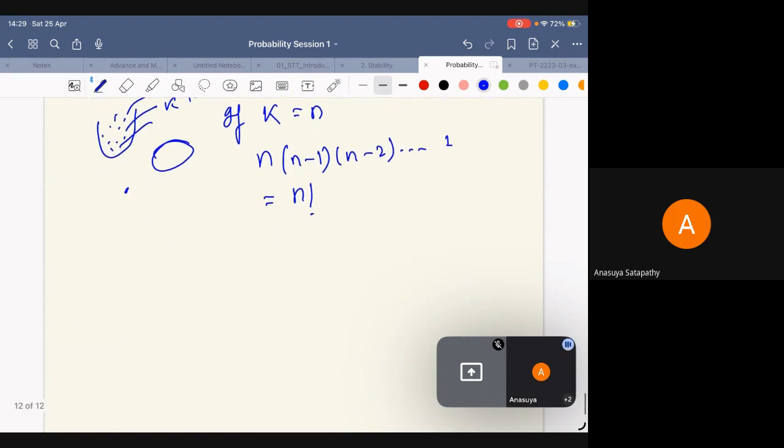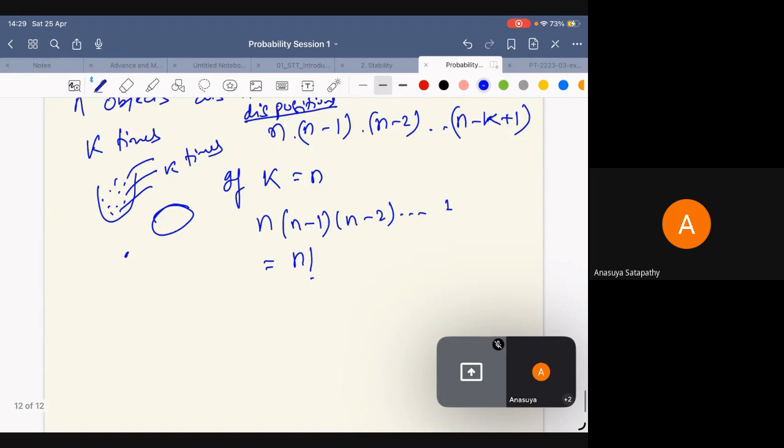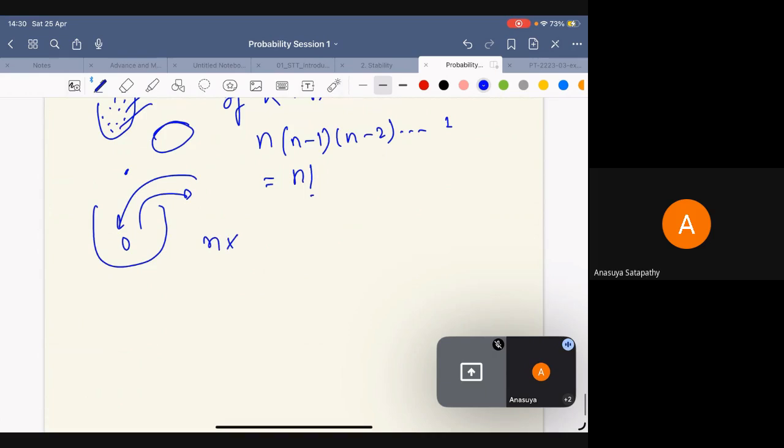Now, what will happen if we are going with replacement? This was without replacement. If I replace, for example, if I take one ball out, then keep that ball back, I take out and then keep. So it will be n into n into n up to k times. Okay.